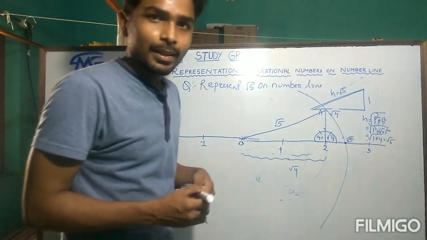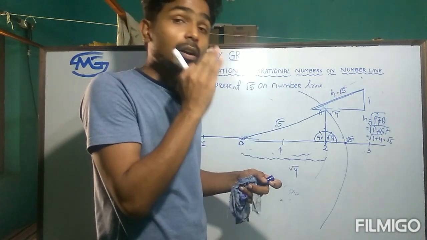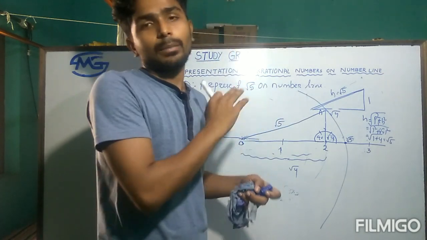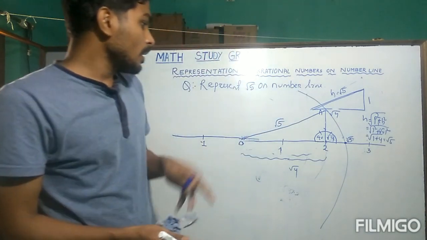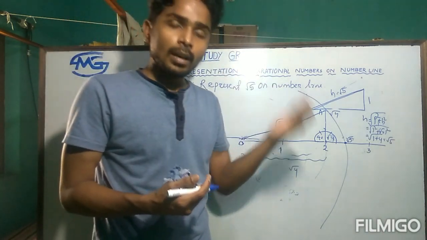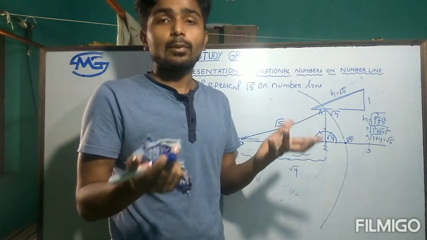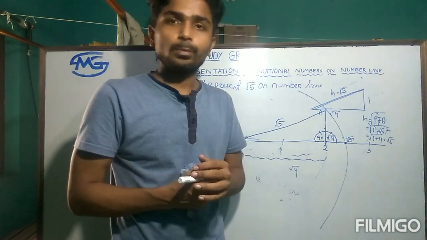Okay, clear? So in this way we can represent any number on a number line. So this is all about this class. You can follow the first procedure as I have discussed in part number 6, or you can follow this procedure. Whatever is easy for you, it's up to you.